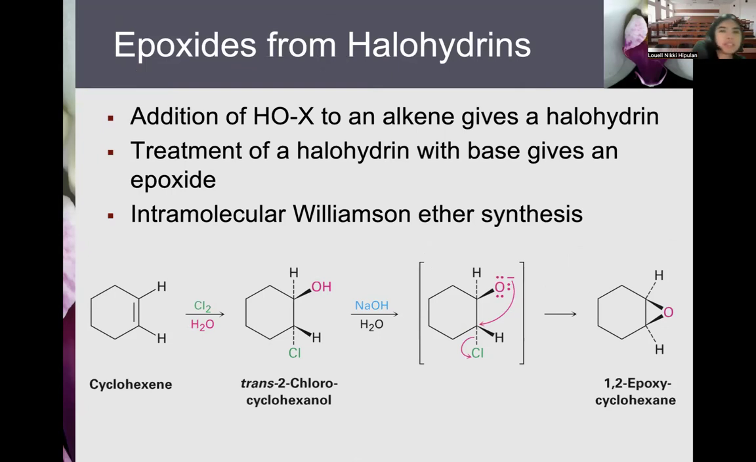You can also create epoxides from halohydrins. So you can produce halohydrins if you have your hexene or your alkene here, you can react it through a halogenation process, hydro halogenation process. So you will have your halohydrins, and then after that, you can react it with a strong base such as sodium hydroxide, and then you will have your epoxide.